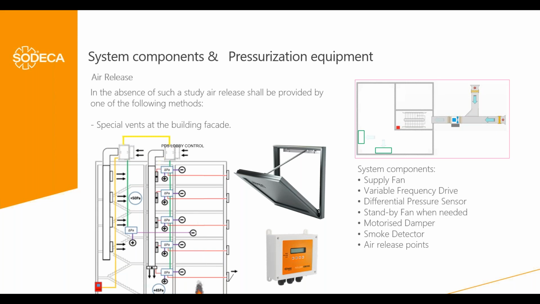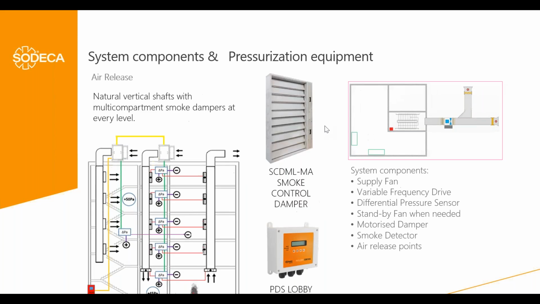To do that, we need these control panels on each lobby, so that again they measure the pressure difference in the fire level to send the signal to the main control panel, but they can also manage the opening of the motorized damper in this fire level lobby, and the opening of this air release window in the facade. So with this control panel, we can control all the components, not only the supply part, but also the air release part of the pressurization kit.